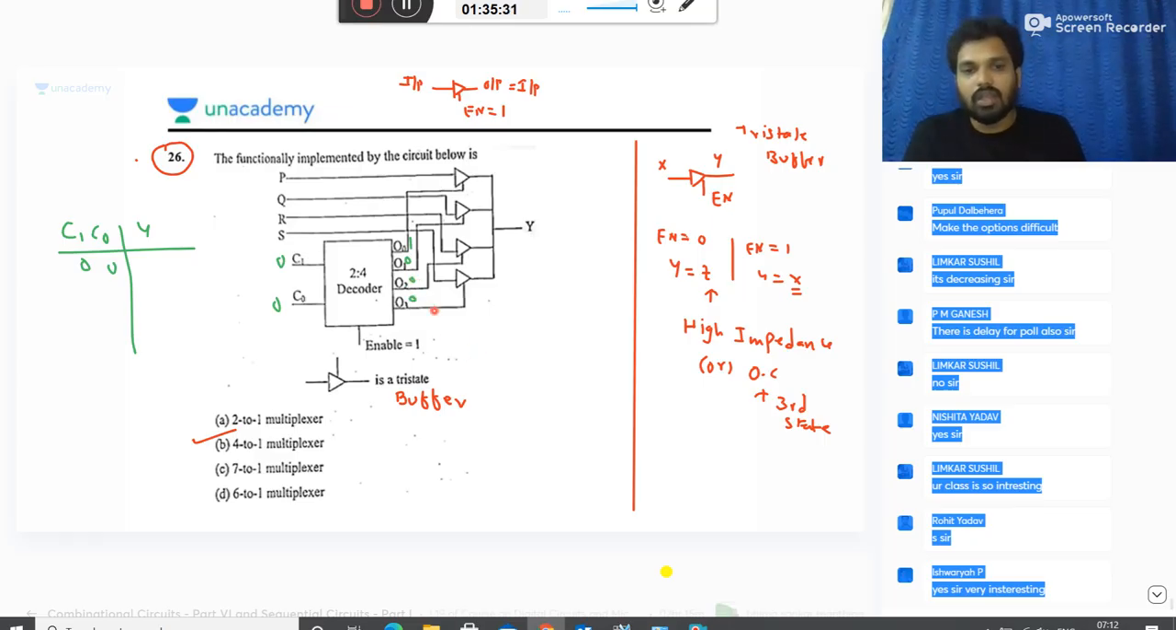Now, if it is 0, you can open circuit it. Only this is 1, then you can close this path. Then P will flow to Y.